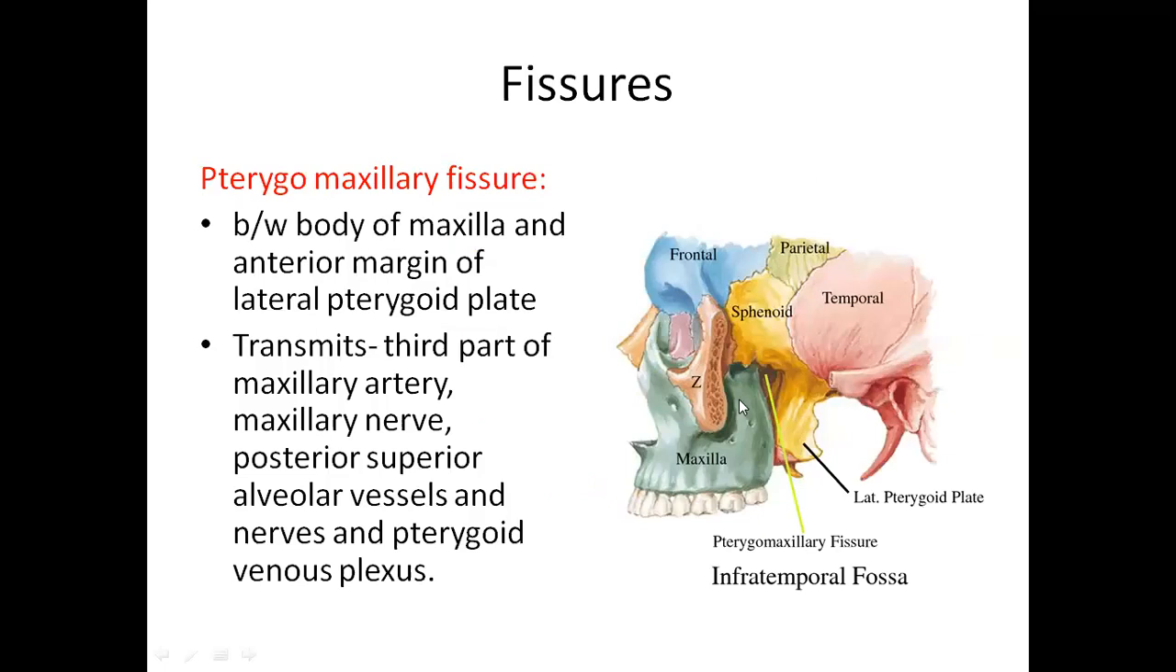See, this is our pterygomaxillary fissure. I have shown you many times, it is found between the maxilla and the lateral pterygoid plate. We know it gives transmission to the third part of the maxillary artery, maxillary nerve, and superior alveolar vessels and nerves. Alveolar means teeth. It goes and supplies the teeth, that's the reason it is named alveolar. Because it is the upper jaw, you call it superior alveolar vessels and nerves. And here we have the pterygoid venous plexus.